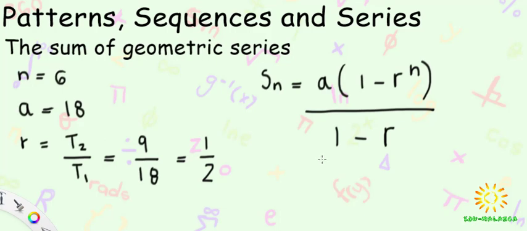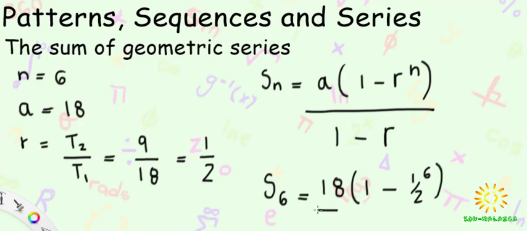Let's substitute in everything that we have. We know that n is equal to 6, so the sum of the 6 terms is equal to 18 times open brackets 1 minus 1 over 2 to the power of 6, close our brackets, and all of this is divided by 1 minus 1 over 2. We'll start by simplifying what's in the brackets, and we're going to use our calculator to do this.